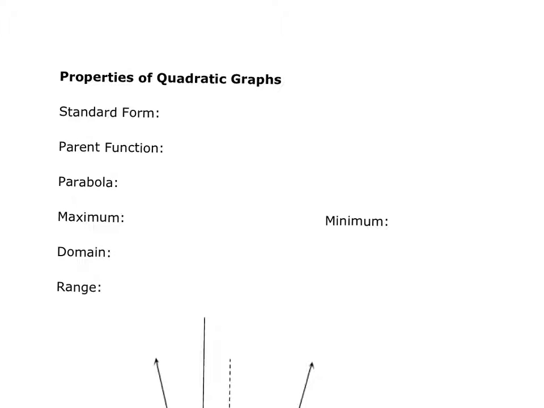All right. So we've talked about standard form of a quadratic. But to review, the standard form of a quadratic is y equals ax squared plus bx plus c. A quadratic function is always going to have this x squared component. Okay? The x squared is what gives the graph its shape.